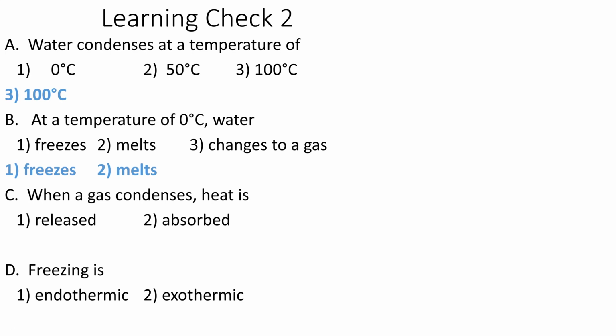When a gas condenses, well, condensation is going from a gas to a liquid, right? You're losing energy. You're moving less. So that's going to mean heat is released. Remember, exothermic is losing. So whenever you lose energy, it's going to be exothermic. Freezing is, once again, you're losing energy. So it's going to be exothermic as well. And that is heating and cooling curves in a nutshell.